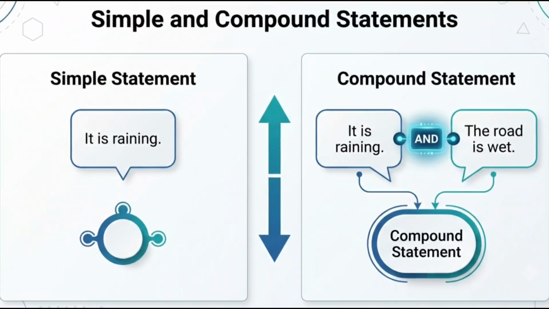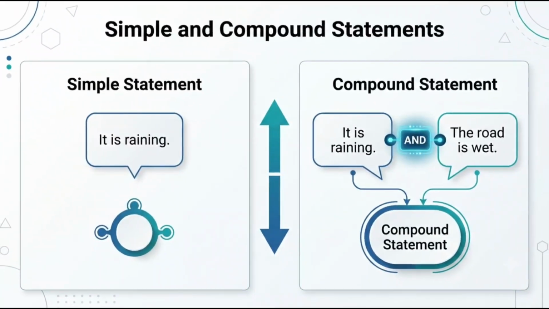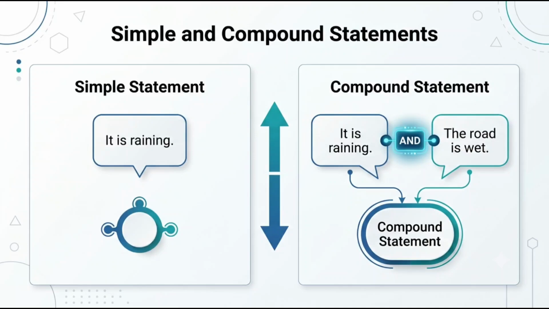Statements can be divided into simple and compound statements. A simple statement expresses only one idea and contains no connector. For example, it is raining. A compound statement combines two or more simple statements using logical connectives. For example, it is raining and the road is wet.